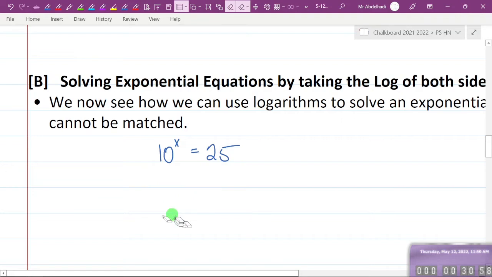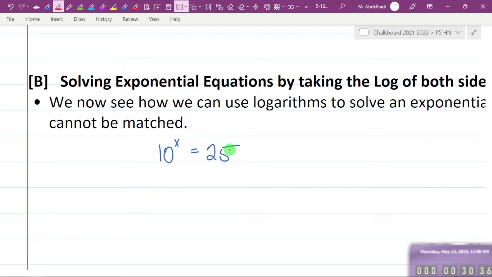This is an exponential. It's not a log. So you cannot actually take this and bring it down. There's no way to do that. So the goal here is, all right, I want to use the power property of logs. I want to be able to bring that exponent down, but I can't do that because this is not a log.